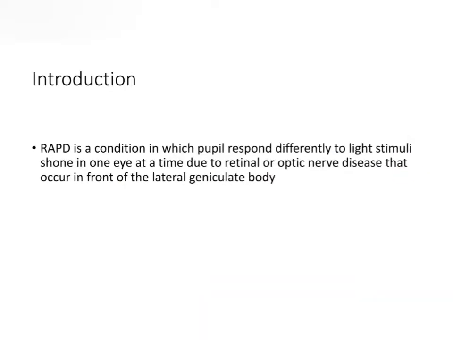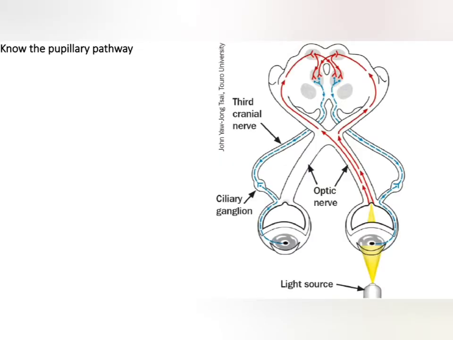RAPD is a condition in which the pupil responds differently to a light stimulus shown in one eye at a time, due to retinal or optic nerve disease that occurs in front of the lateral geniculate body. Before going to the discussion on RAPD, first of all we need to know the basic thing about the pupillary pathway. This is a very ideal picture showing the normal pupillary pathway.